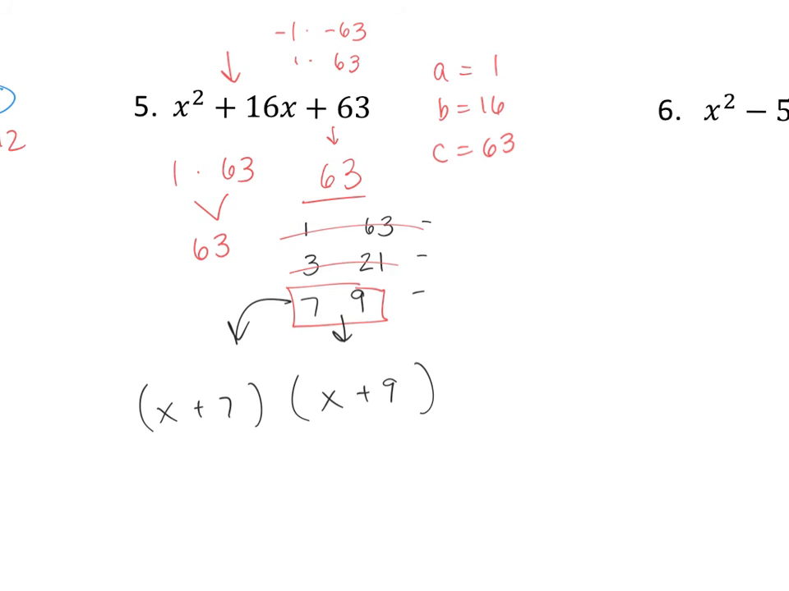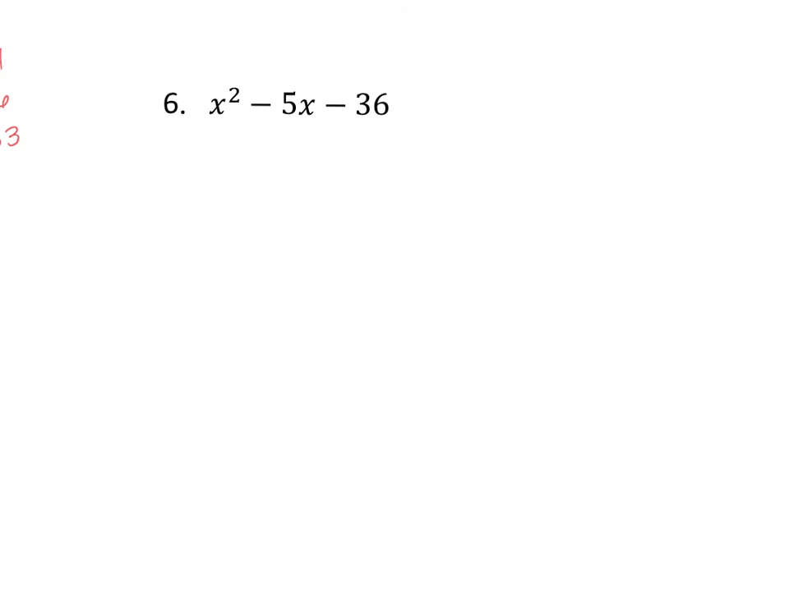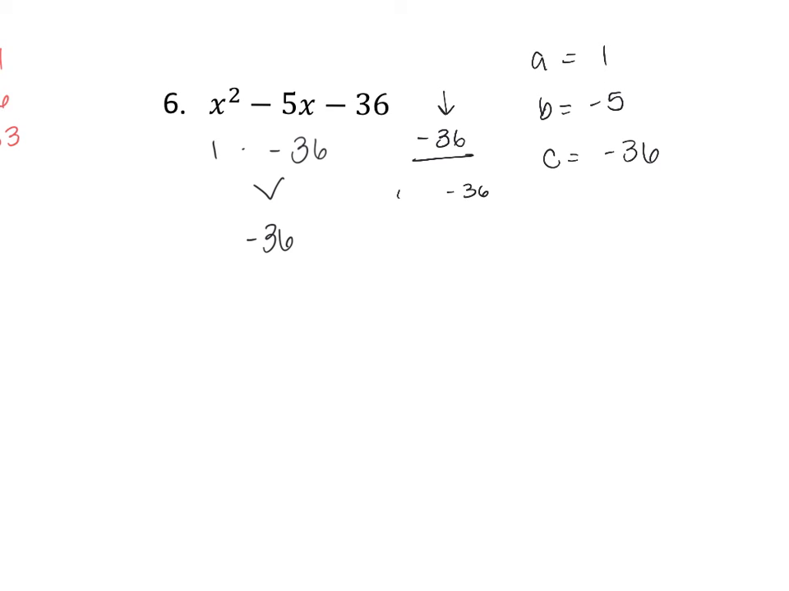And then lastly is number 6. Okay? So same thing. A equals 1, B equals -5, and C equals -36. Okay? Then we're going to multiply A times C to get us a -36. Then I'm going to have to go find all the factors of -36, okay? And here is where I need to list all of them because my A times C is a negative number, okay? So I have 1 times -36 and -1 times 36.